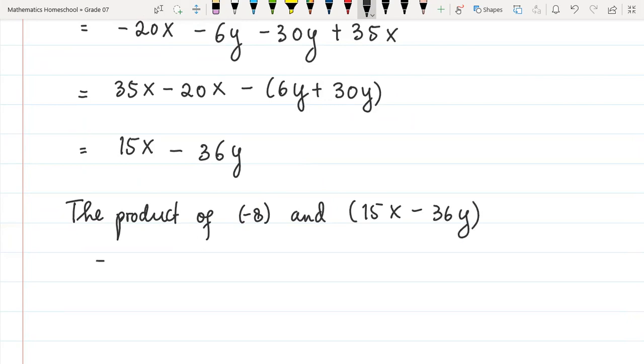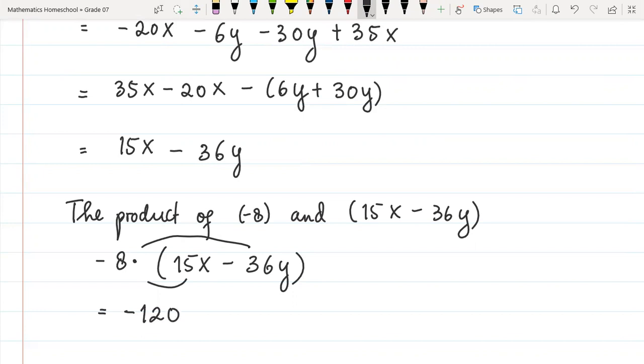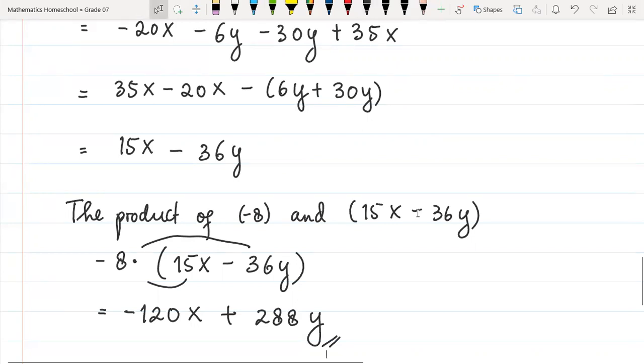So I just need to multiply it, -8 times 15x -36y. Now I multiply it one by one. So I have -8 times 15, that would be 8 times 15, 120, so -120x, plus 36 times 8, which is 288. And that's all. Now we have only two terms, -120x and 288y.